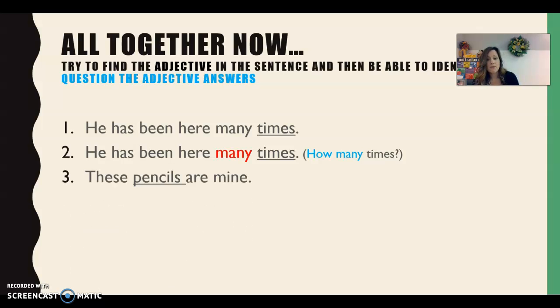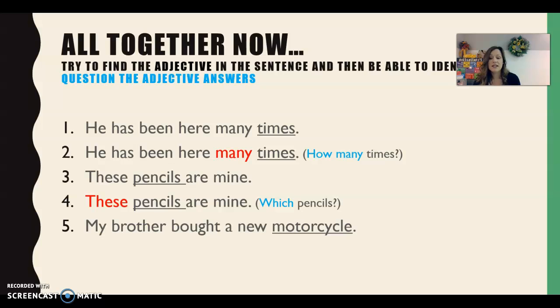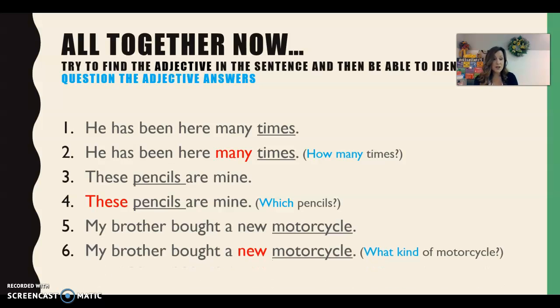These pencils are mine. So which pencils? These pencils, okay? And finally, my brother bought a new motorcycle. Well, what kind of motorcycle? A new motorcycle, not an old one, but a new one, okay? So you can add those three terms in the appropriate boxes of your graphic organizer. So many would go in how many, these would go in which, and new would go into what kind.